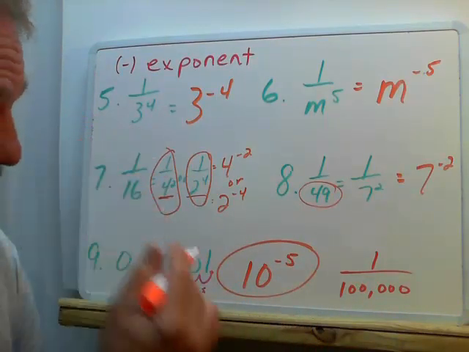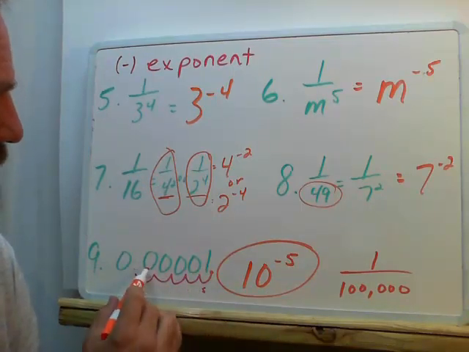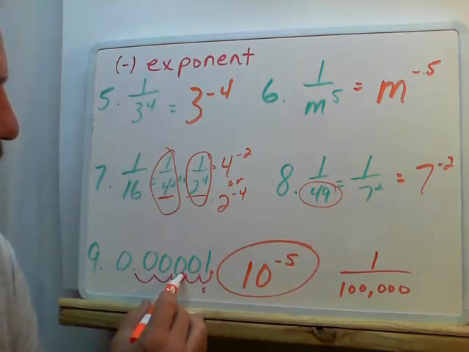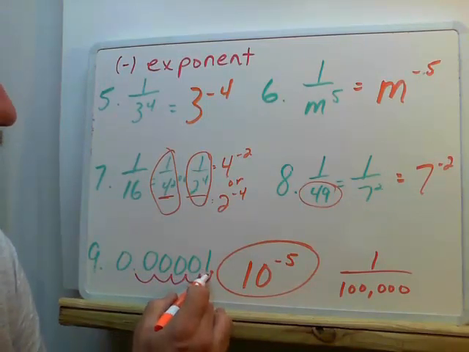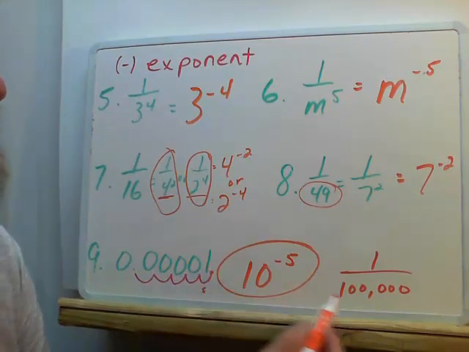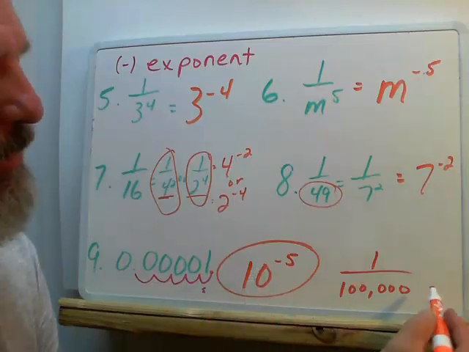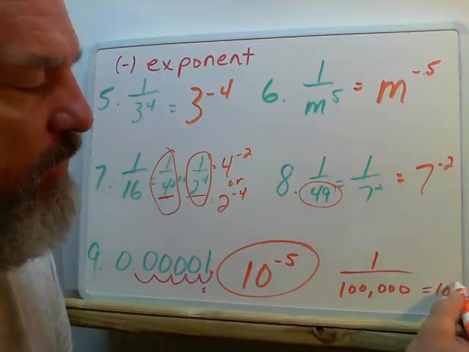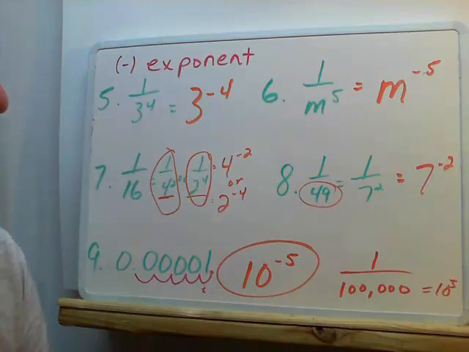Another way to look at this is that this is 1. If you count it out here, it's the tens, hundreds, thousands, 10,000ths, 100,000ths place. So it's 1/100,000th, and 100,000 would be 10 to the fifth power. Move it into the numerator, and we have 10 to the negative 5.